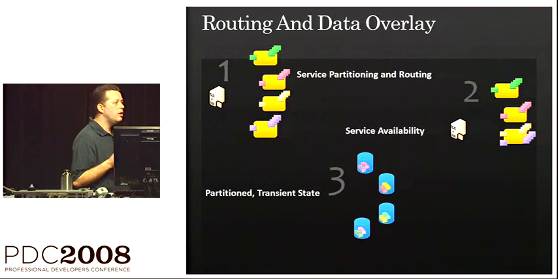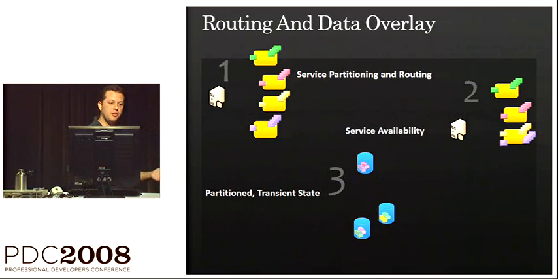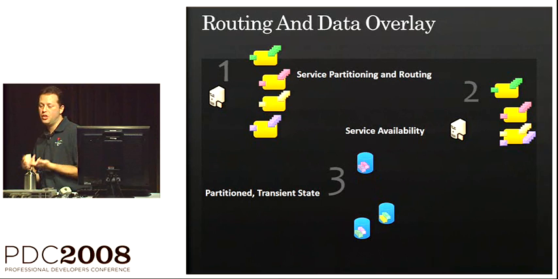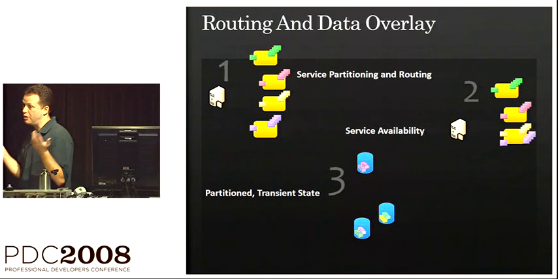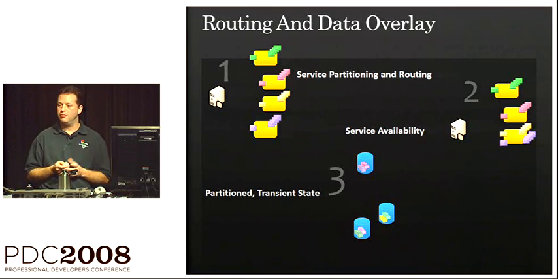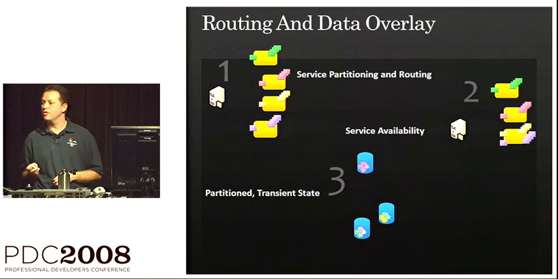Thirdly, we needed a way to partition and store transient state inside of the logic tier. And it turns out the data overlay provides pretty much exactly what you'd expect. It provides a partitioned, replicated store for transient state. So we use all these features inside a number of services. We also use them inside of workflow. And I'll explain the technology first, and then I'll show you how workflow uses it.